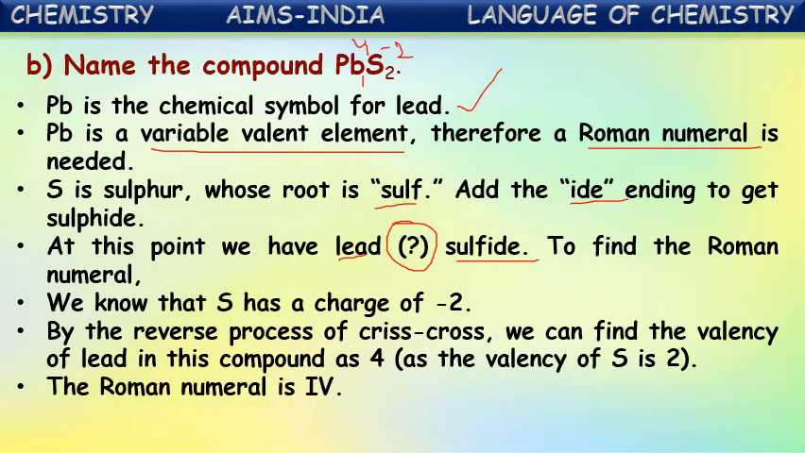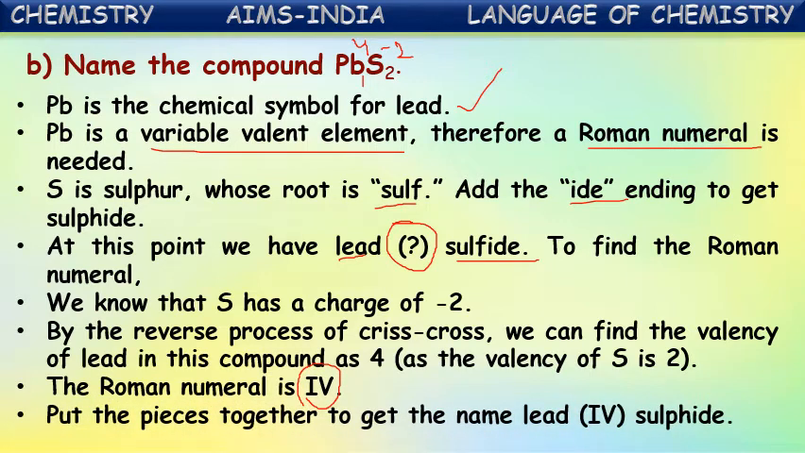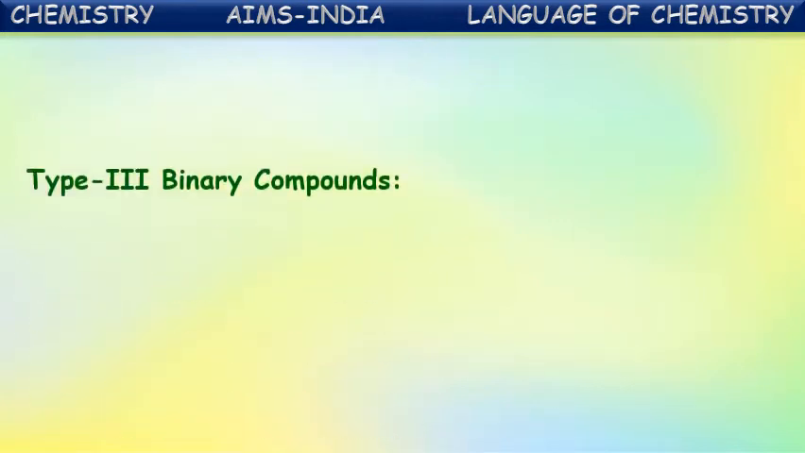That one only we are writing as the Roman numeral for 4, we have to represent it like this, and that only we are writing in the name, that is lead in brackets 4. It is the Roman numeral sulfide, lead(IV) sulfide. That 4 represents the valency of lead in this compound, that is lead sulfide.